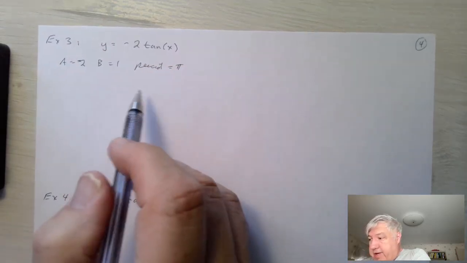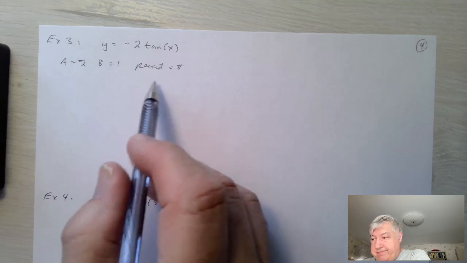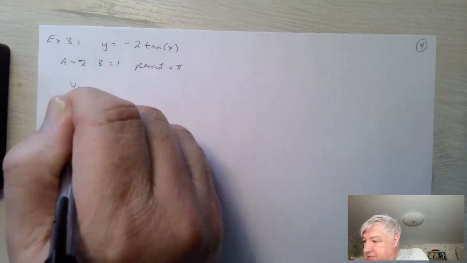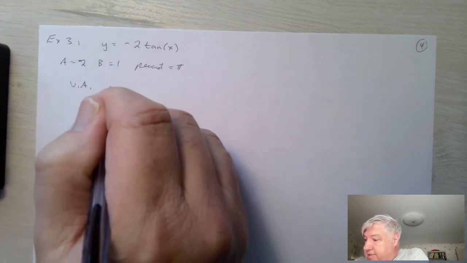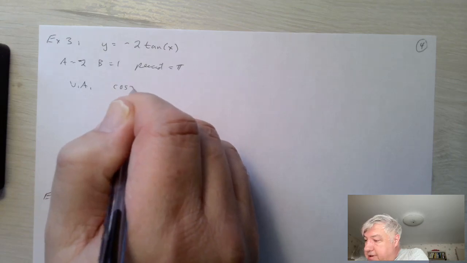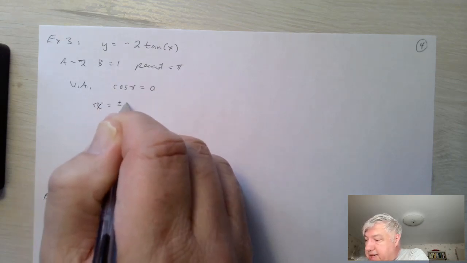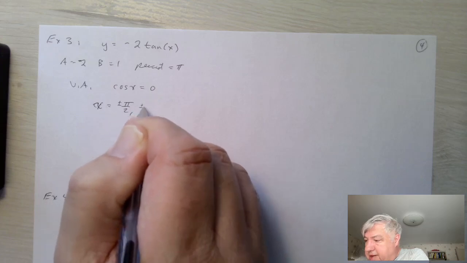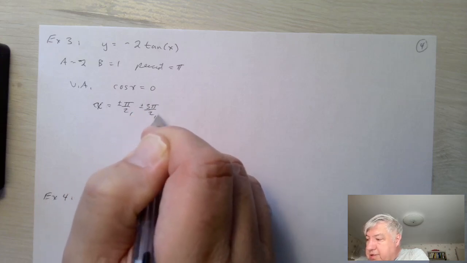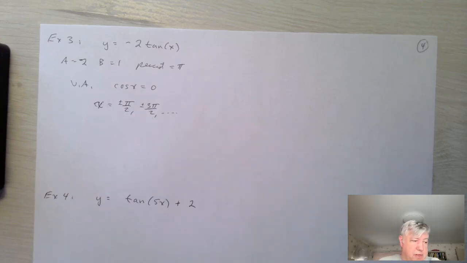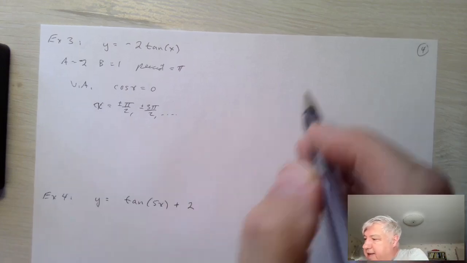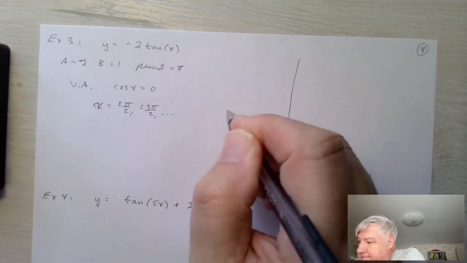And I think we can say that we know where the vertical asymptotes will be. It's where the cosine of x is 0, which is going to be plus or minus pi over 2, plus or minus 3 pi over 2, and so on. Okay, so we can just take negative pi over 2 and pi over 2 again.